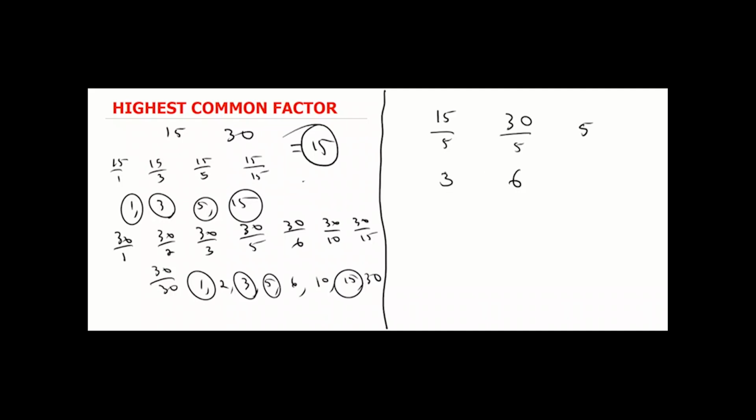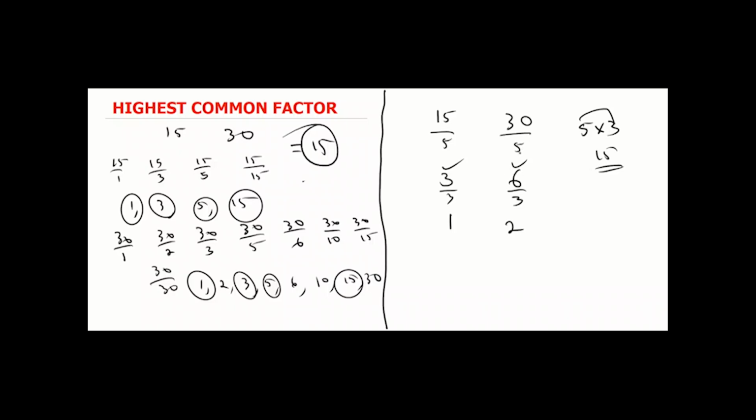Then what can go in 3 and 6 again? So I know is 3. That means I have 1. If you divide by 3, I have 1. If you divide by 3, I have 2 here. So there is no number that can go again. So I have by 3. So this will be the product, and it will be 15. So 15 is the highest common factor of 15 and 30.